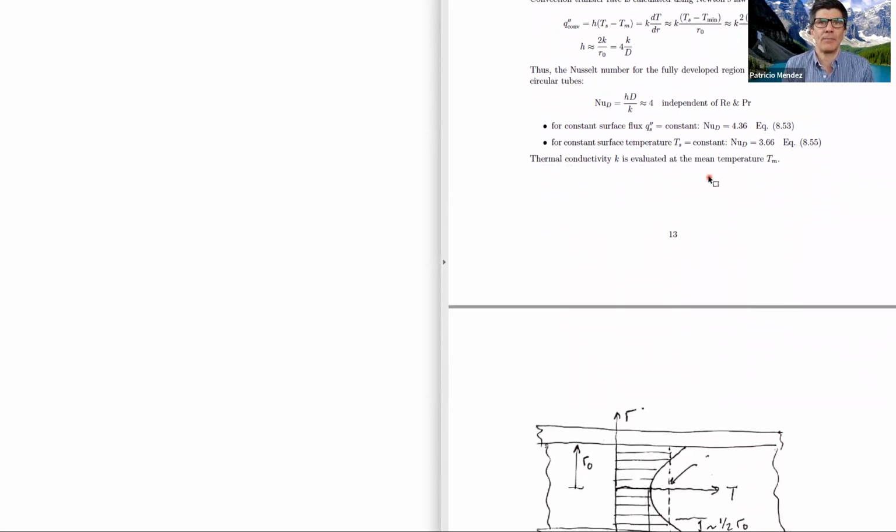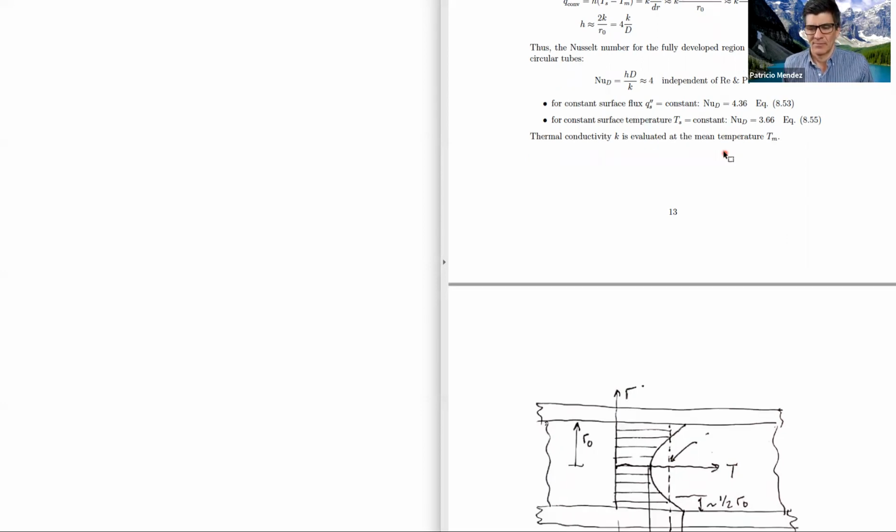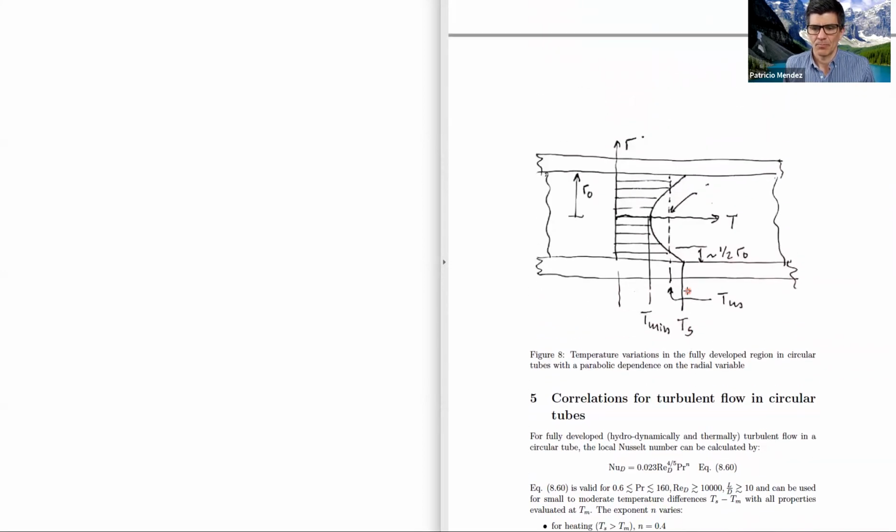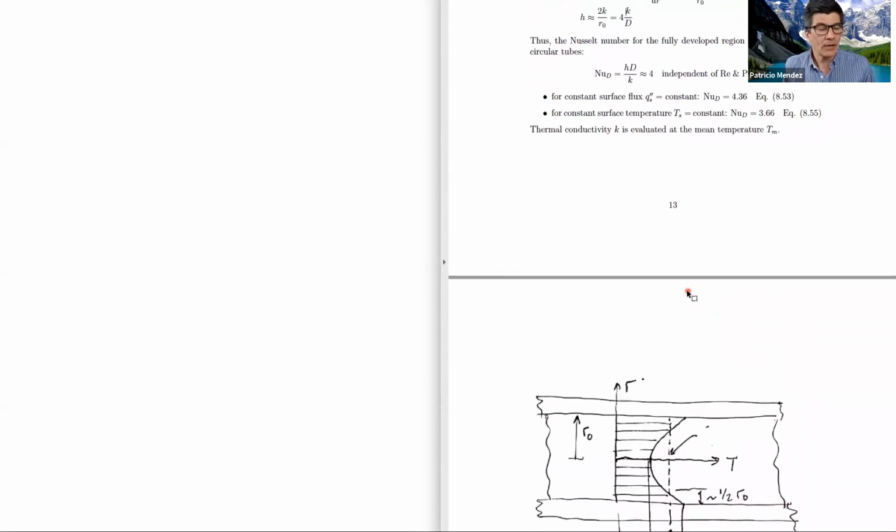When we have a temperature dependent fluid, we would have a whole gradient of temperatures inside the pipe. At what temperature do you pick the properties? People have agreed on this: you pick the properties at the mean temperature, so at a given point in the pipe. So now that we have seen this, let's go see some correlations, and then we can do some problems.